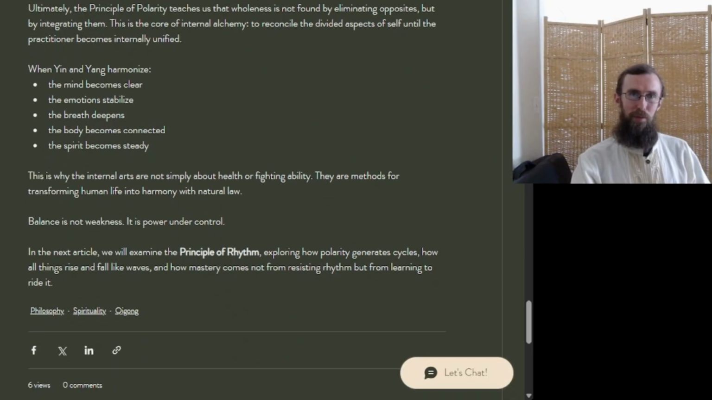So there we have the principle of polarity, yin and yang, taiji. In the next article, we'll examine the principle of rhythm, exploring how polarity generates cycles, how all things rise and fall like waves, and how mastery comes not from resisting rhythm, but from learning to ride it. Another very important concept in our practice.